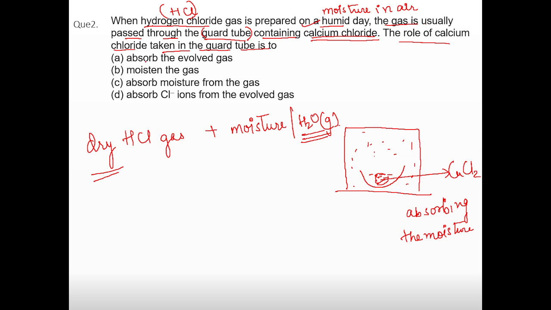Accordingly, if I say absorb the evolved gas, no, we are not interested. Is it absorbing HCl? No. Moisten the gas? Already there is moisture in it, so why moisten it? Then option D says it absorbs chlorine ions from the evolved gas. That is also not correct, because chlorine is in both, so there is no need of chlorine. So what it is, there is absorption of moisture.